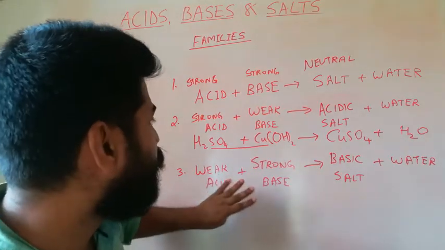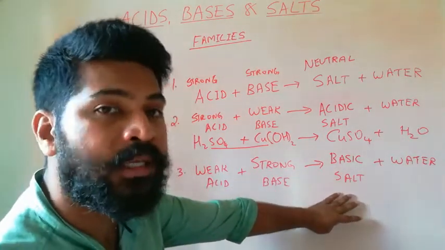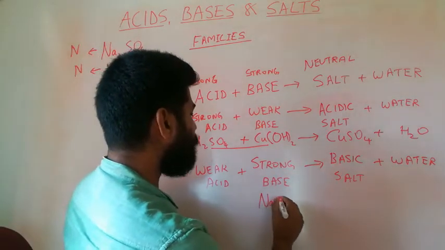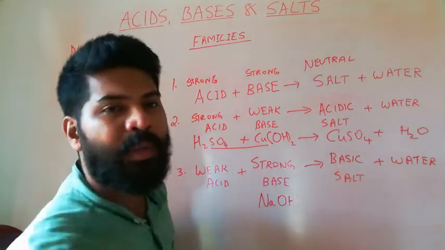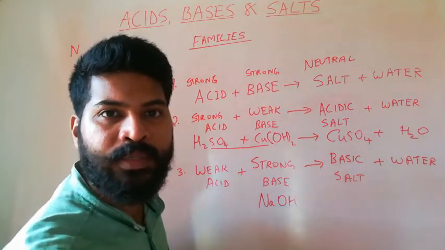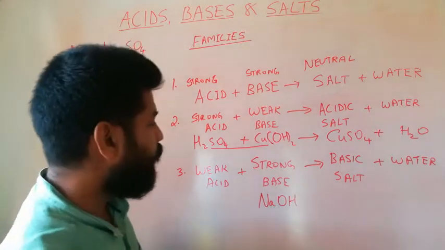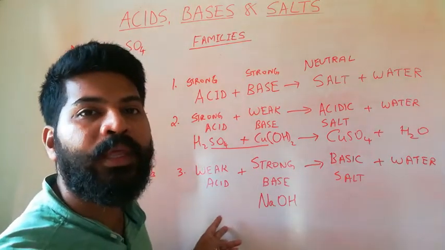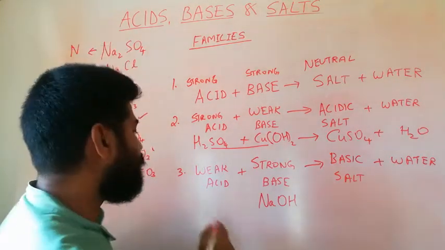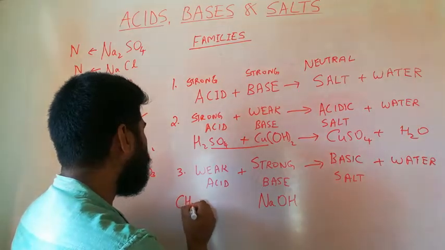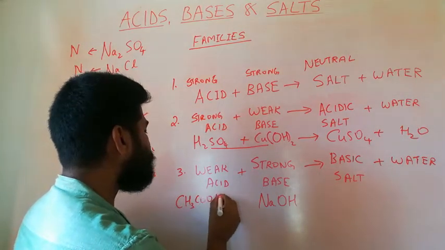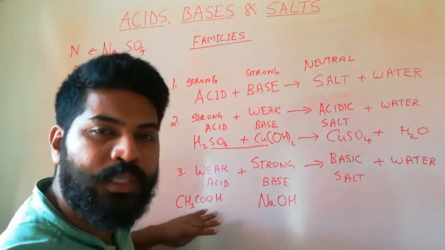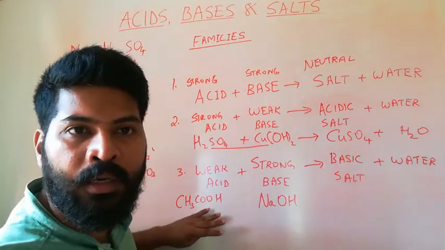If you are to give an example for a basic salt, we need a strong base. Strong bases are sodium hydroxide, potassium hydroxide, which are alkalis, and we need a weak acid. One of the best examples for a weak acid is acetic acid or ethanoic acid, which has the formula CH3COOH, about which you will study in the lesson carbon compounds.